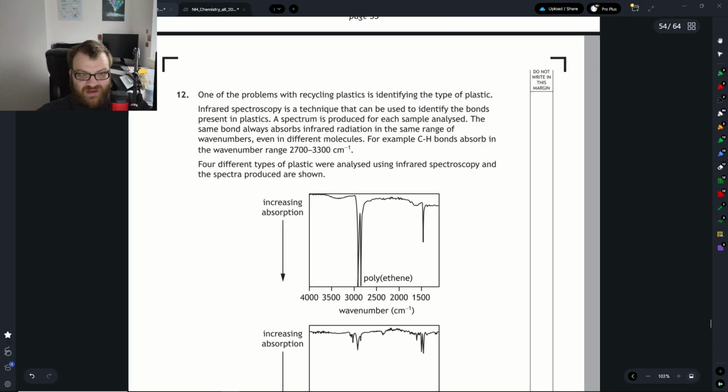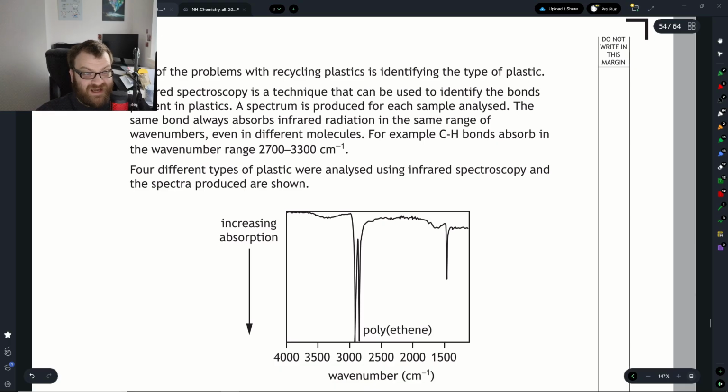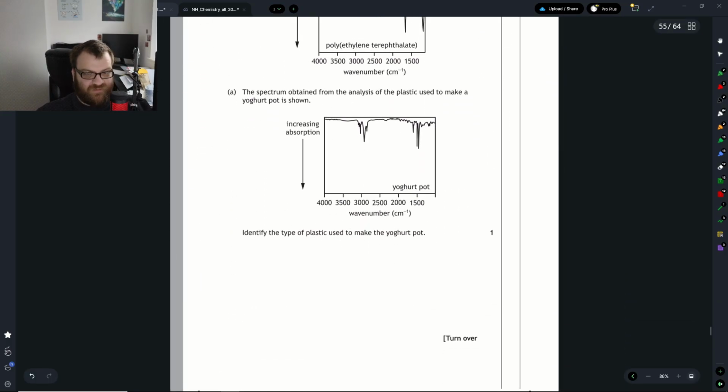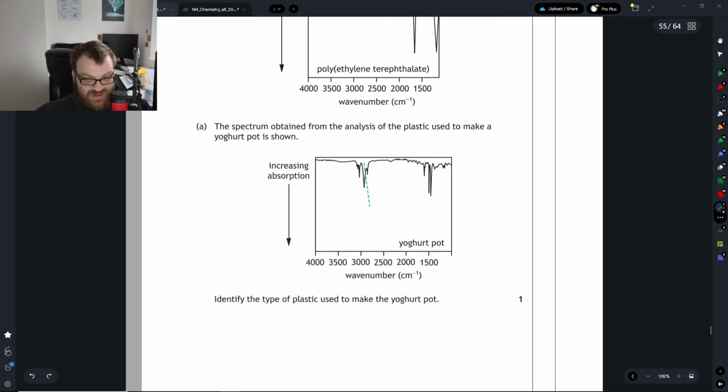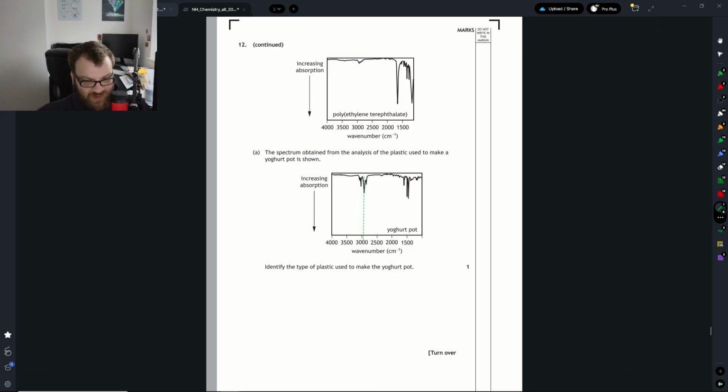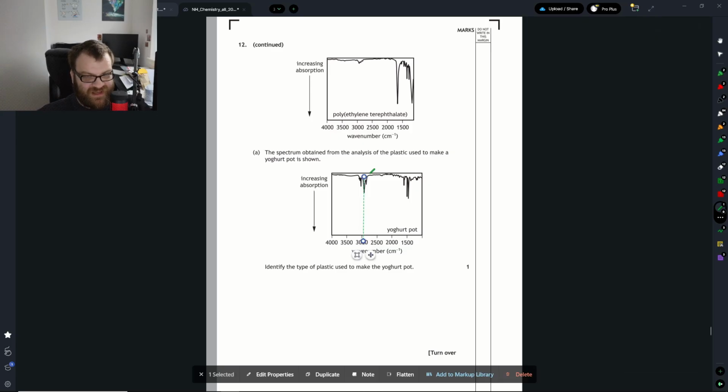Last question. We are talking about a technique that's used in advanced higher chemistry. It's dropping this down and making it a problem-solving question. Different types of bonds absorb different wavelengths of light. First question is saying we've got a spectrum obtained from a plastic to make a yogurt pot. We're trying to match this one to our options above. So when I'm looking at the first line on the yogurt pot, we've got one at around about 3000, and it's a triple line that we've got there.